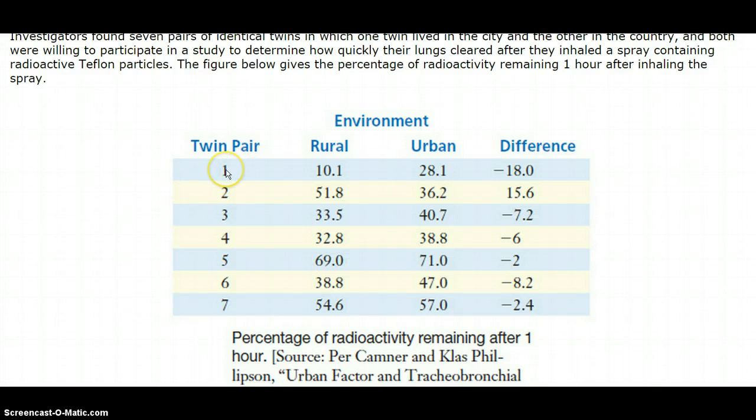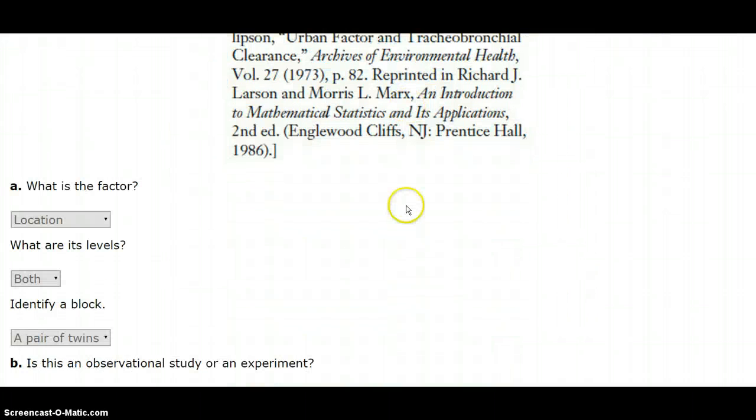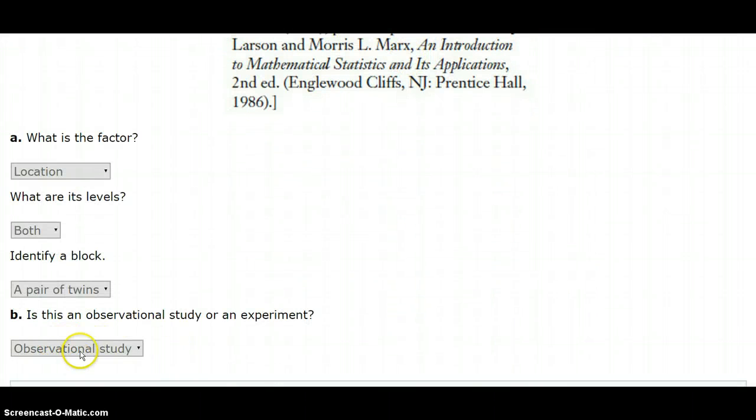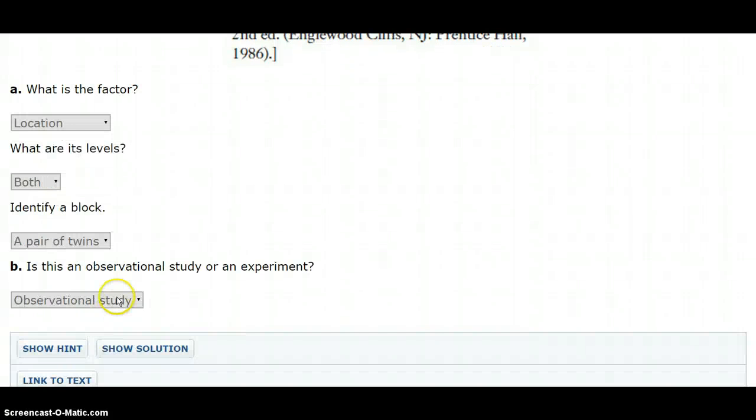So twin pair 1, this was an existing condition. And anytime you're dealing with existing conditions and then you're just observing them, this is an observational study. There were no survey questions as far as we can tell. It was actually spraying and collecting that data, so it wouldn't be a survey either, even though that's not an option here, but certainly would not be an experiment. An observational study is what we have here.